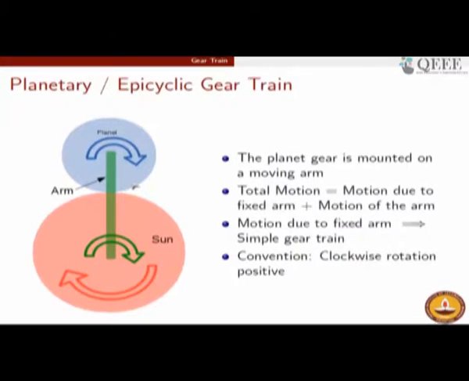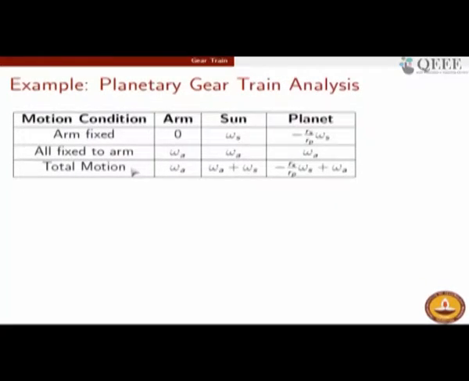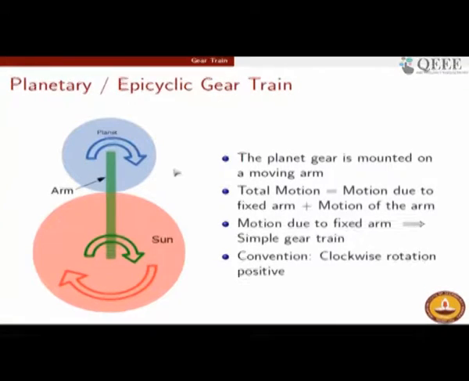But at this stage, what we are interested in is to analyze what happens when the arm is fixed. When the arm is fixed and the sun has a velocity given by omega s, then the planet will have a velocity of minus rs by rp into omega s. This is exactly the simple gear train formula, and the minus sign takes care of the directions of rotation. These arrows are just indicated symbolically.